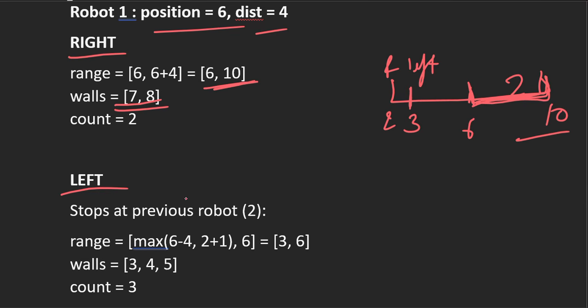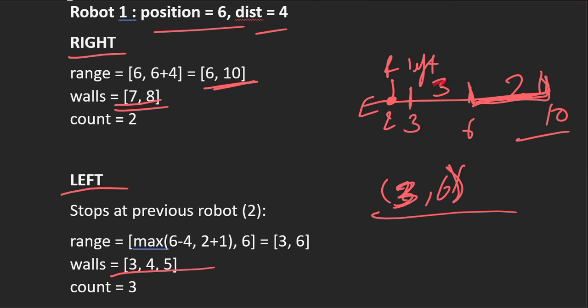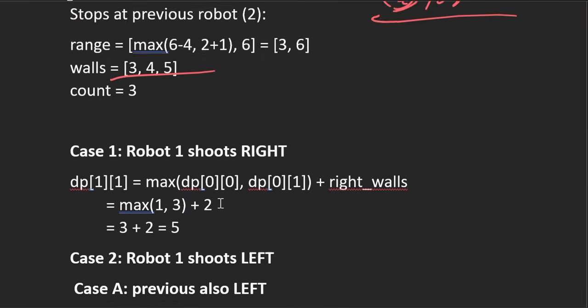And similarly the left range is from 2 to 6, but a robot is present at 2, so we have taken 3 because a bullet will not surpass this robot, right? So how many volts are present? 3 volts are present, that are 3, 4 and 5. So here 3 volts are present, here 2 volts are present. So let's see the cases one by one.